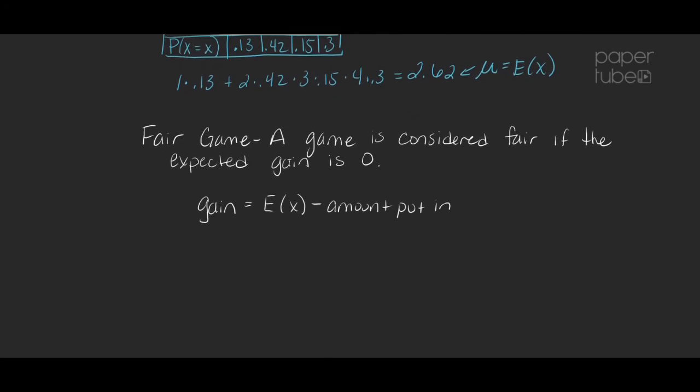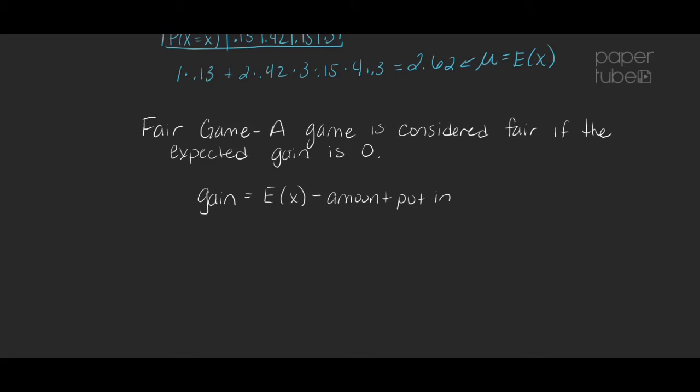A fair game is a question that can follow from an expected value. A game is considered fair if the expected gain is 0. So that doesn't mean that you will always walk away with no gain. It means on average, you will walk away with no gain. So the chances of you walking away losing and the chances of you walking away gaining are balanced. To find your expected gain, you want to consider what the expected outcome is minus the amount that you put in. Usually this is money or tickets that you put in and you get out.